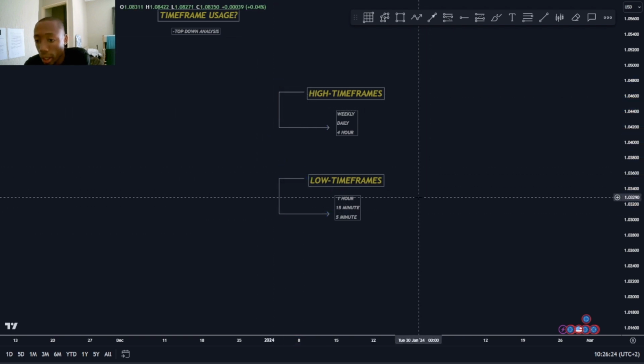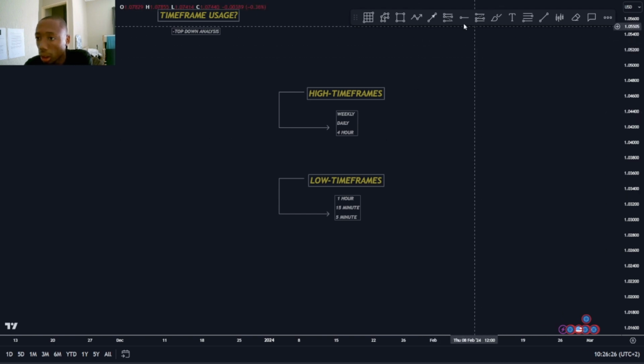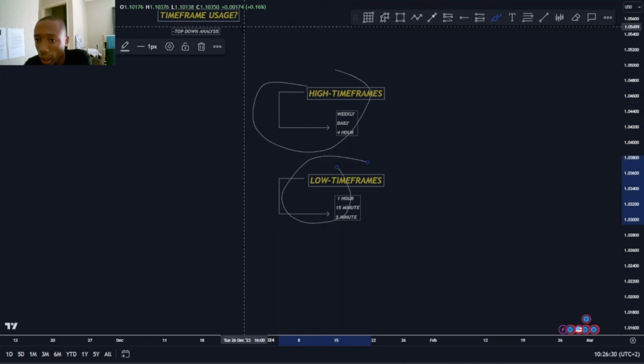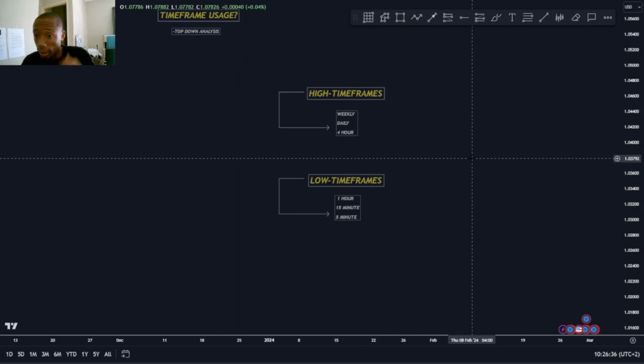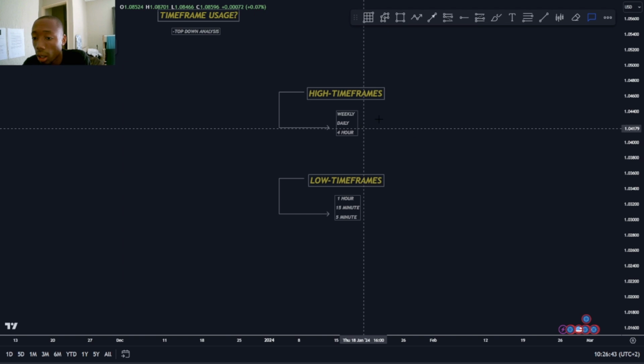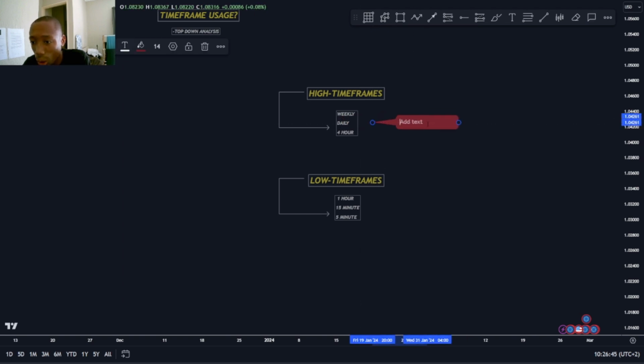So I just want to say something. As you can see, we use the higher time frame and the lower time frame, but how I use them is different. I initially use the higher time frame, which is the weekly, the daily, the 4 hour, for analyzing only. Let me write it down.